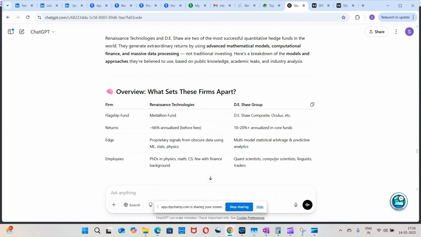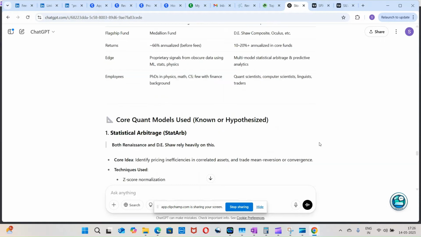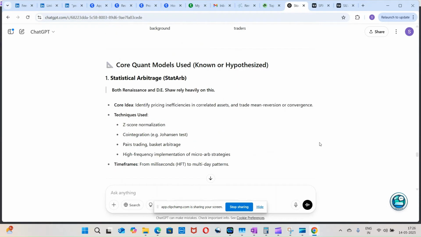Whereas DE Shaw is able to generate 10 to 20% annualized returns, and it uses multi-model statistical arbitrage and predictive analytics. It employs quant scientists, computer scientists, and linguists, as well as traders. Both Renaissance Technologies and DE Shaw highly rely on the first model, which is a core quant model called statistical arbitrage.